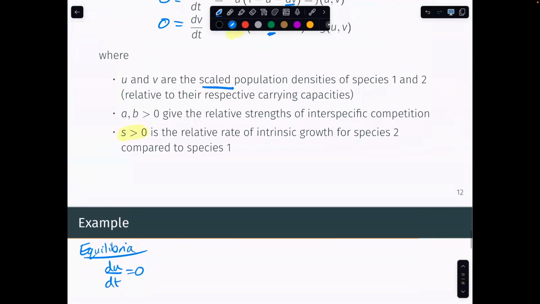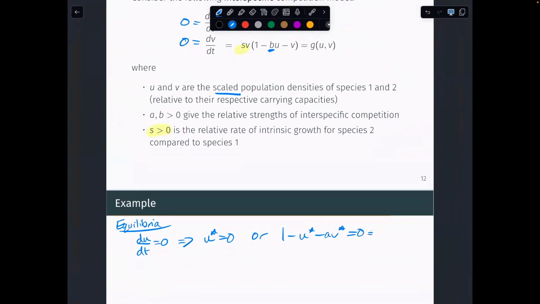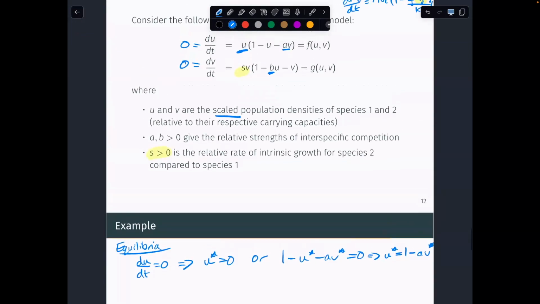What I'll do is I'll try and keep the equations on the slide as well for a little bit. So if du dt is equal to 0, that means that either u must equal 0, we call it u star, so this term must equal 0, or the thing in the brackets, 1 minus u star minus ab star, must equal 0. Or in other words, u star must equal 1 minus ab star. So for that first equation to equal 0, either u star must equal 0 or u star must equal 1 minus ab star.